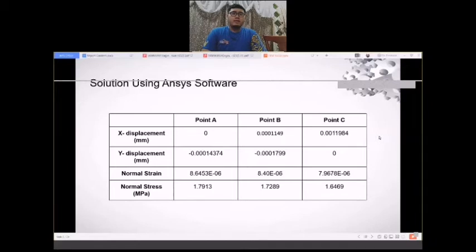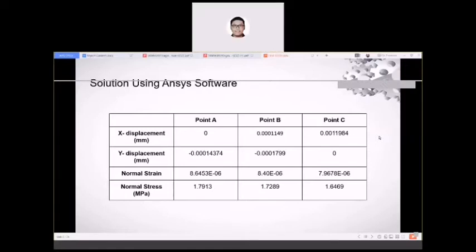This is the solution that I get using the Ansys software. At point A, we can see that the X displacement is 0. It is because there is a symmetry region in the vertical region, while at point C, the Y displacement is 0 because there is a symmetry region at the horizontal plane. And we can see the result for the normal strain and the normal stress for the 3 points that we want to find: A, B, and C.